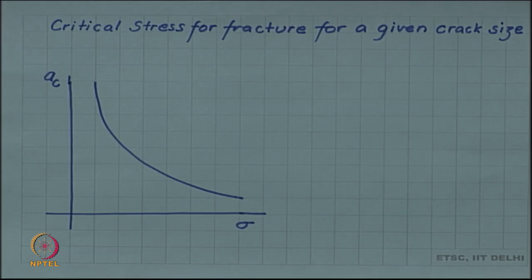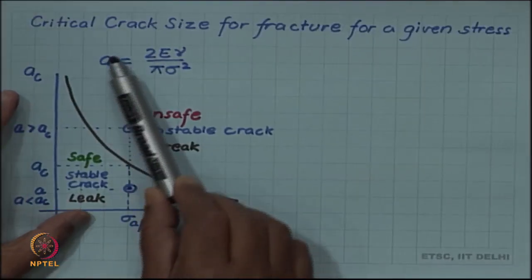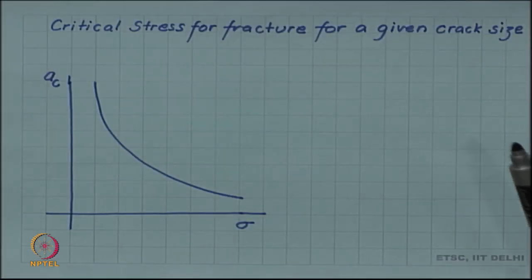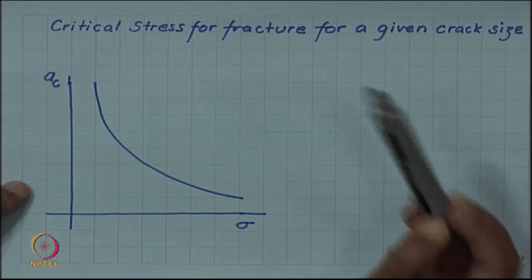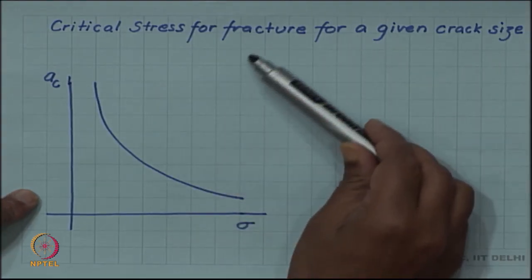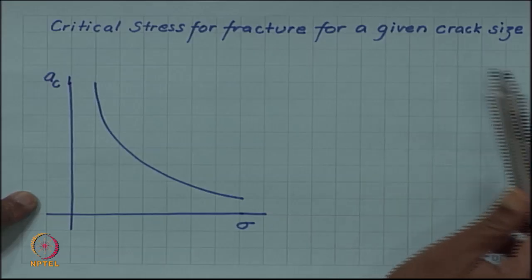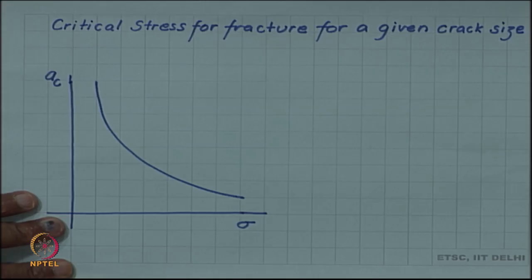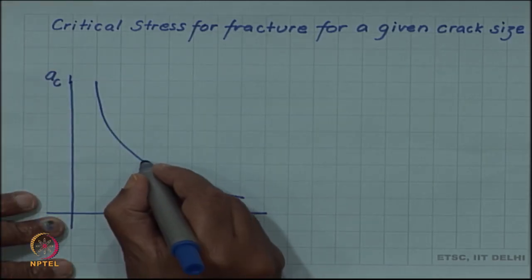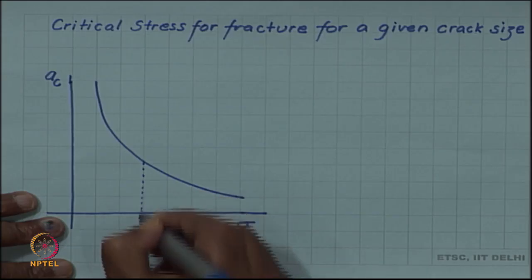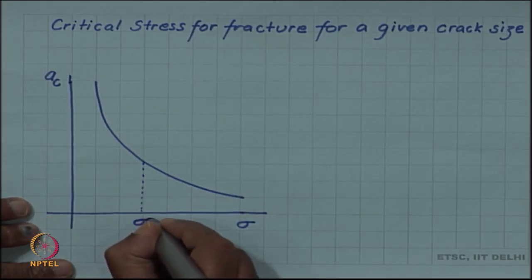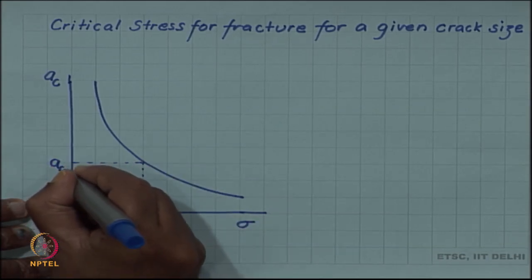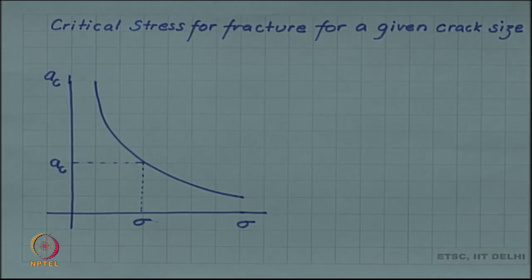Instead of looking at it as critical crack size as a function of given stress, which is what we have drawn here, we can change our point of view and try to look at stress as a function of crack size, critical stress as a function of crack size. And this interpretation is possible because again if you look, we said that for a given stress, this was the critical crack size.